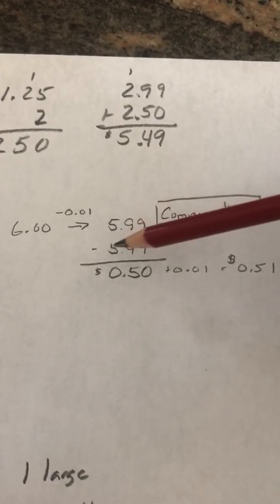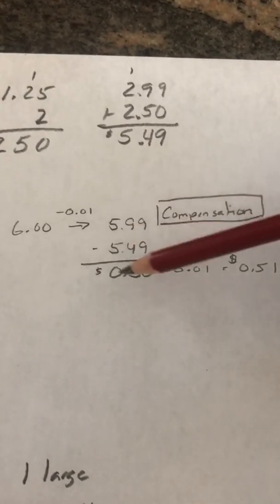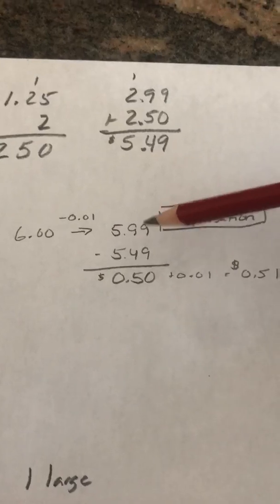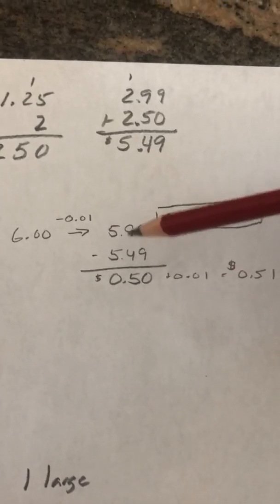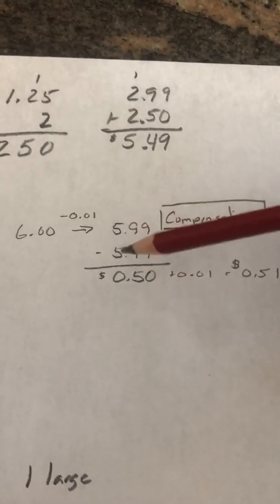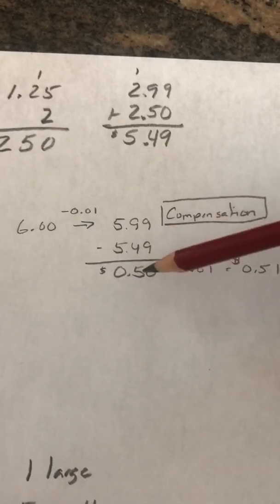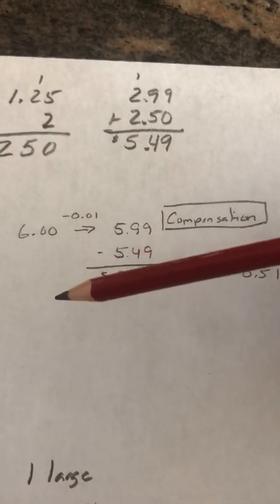Now, when I subtract the $5.49, I don't have to do any regrouping here. So 9 minus 9 is 0. 9 minus 4 is 5. 5 minus 5 is 0. Now, we end up with 50 cents. We know previously that that's not the answer.